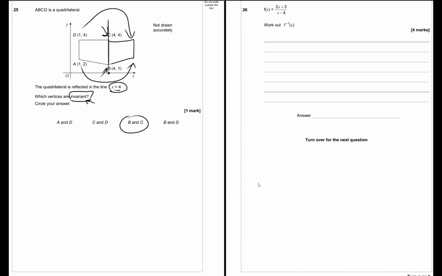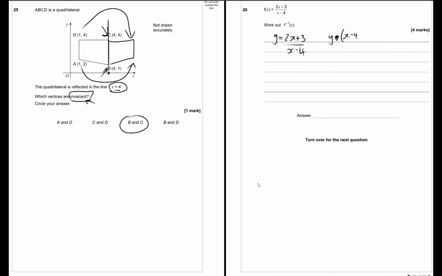We've got a function f of x is equal to 2x plus 3 over x minus 4. Work out f inverse x. Alright, so this is just a case of rearranging. So what we're going to do is we're going to say y equals 2x plus 3 over x minus 4. And now we want to rearrange this to get x as the subject. So we're going to multiply through by x minus 4. So we're going to get y times x minus 4.